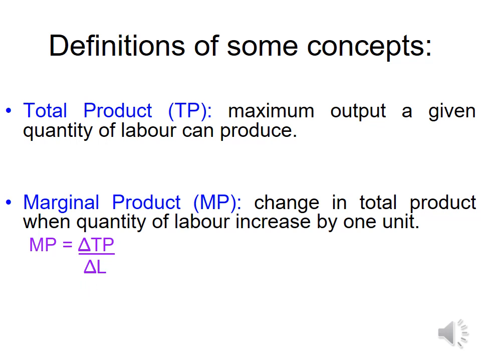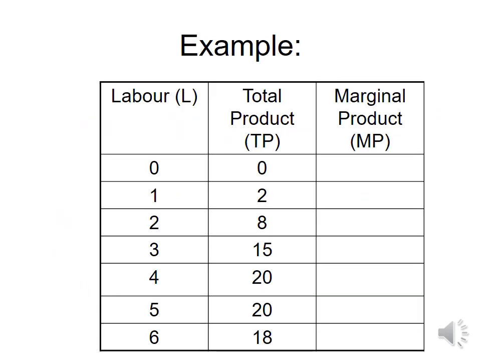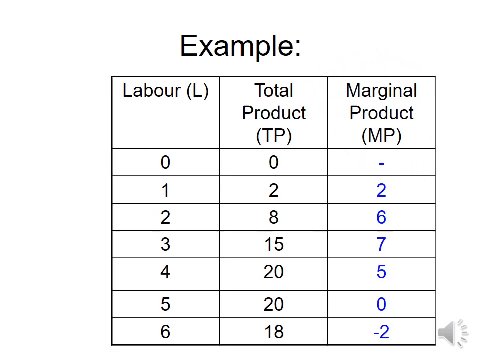You have this table inside your notes, where you have labor in the first column. This is the number of labor workers. When you add more and more labor, your total product, your total output, will go up. Now, this is your marginal product, the additional. Let's take a look at how it changes. What this marginal product measures is the additional output that is generated when you increase labor by one. So let's take a look.